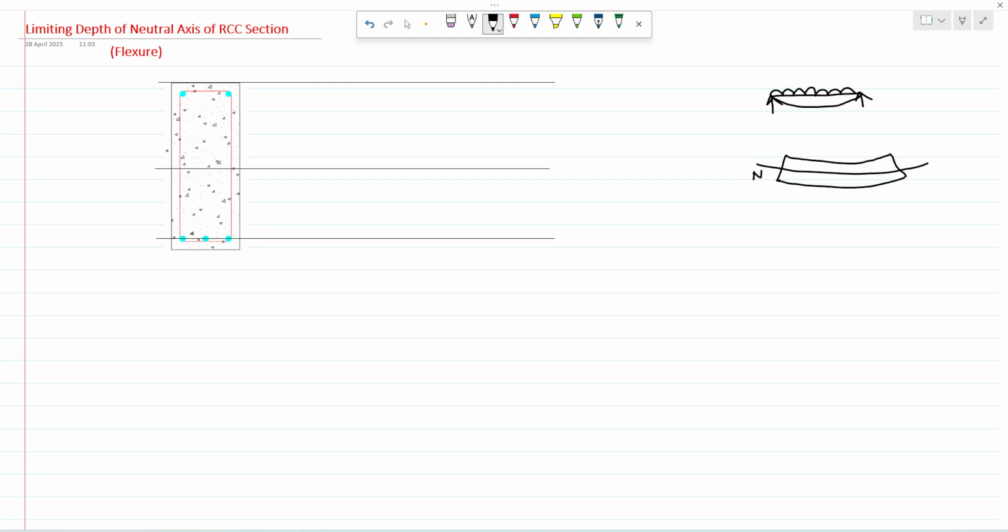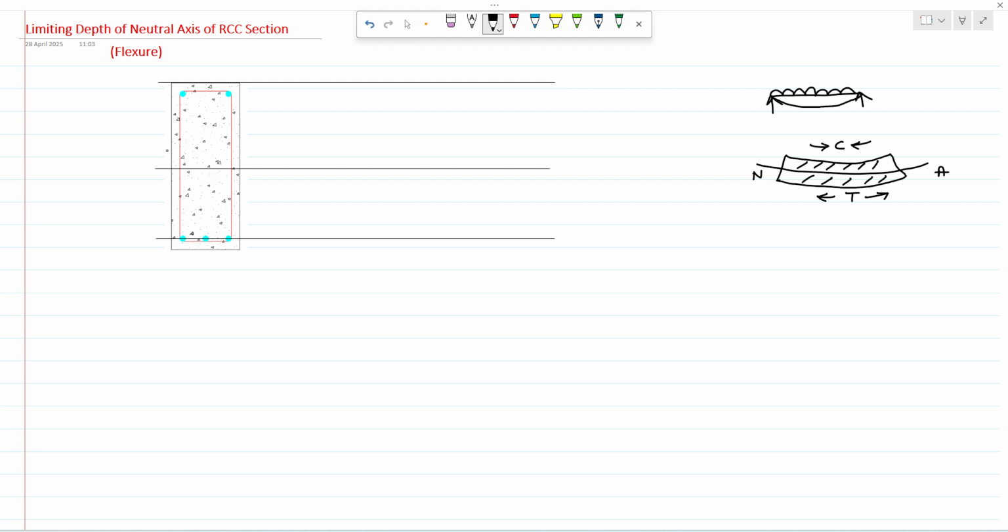If this is your neutral axis, the top fibers are subjected to compression, whereas your bottom fibers are subjected to tension, right?